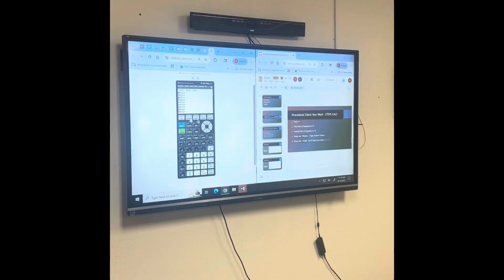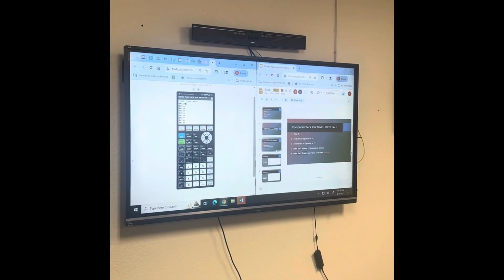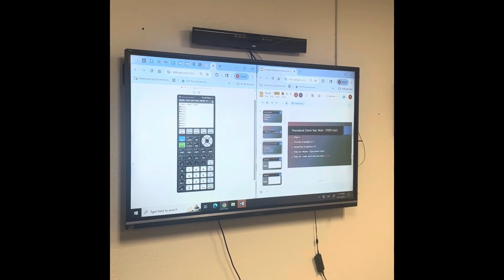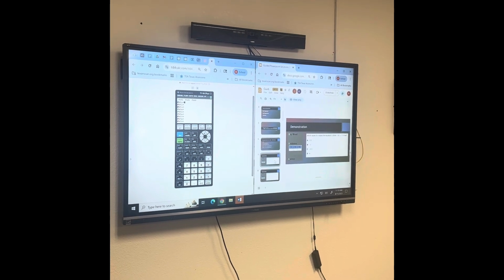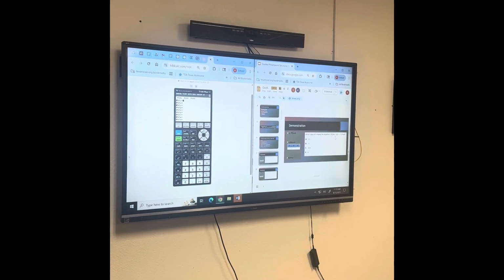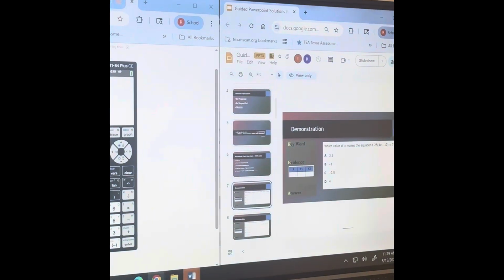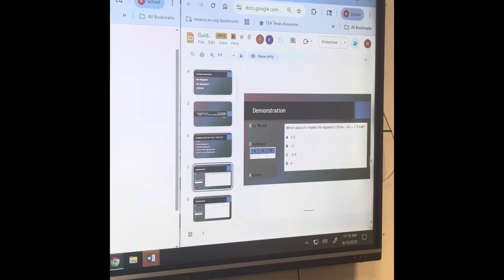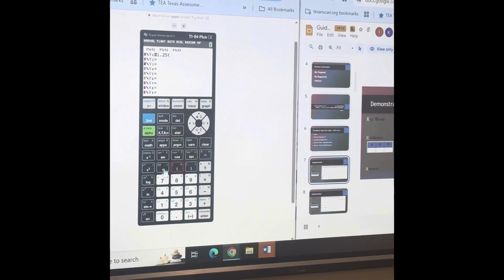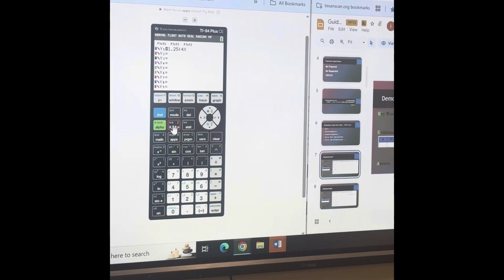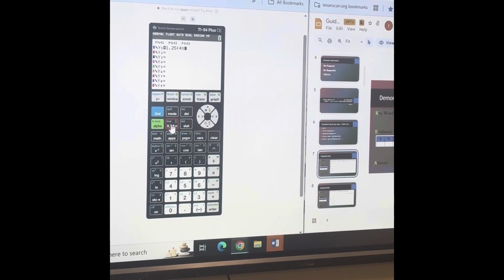Anyway, you want to split? y equals, we plug that first portion in of the equation, which I'm going to demonstrate for them. So the first portion is on the left side of the equation. We write it in y1, 1.25 parentheses, 4x. And they're going to follow along with their calculator as well.